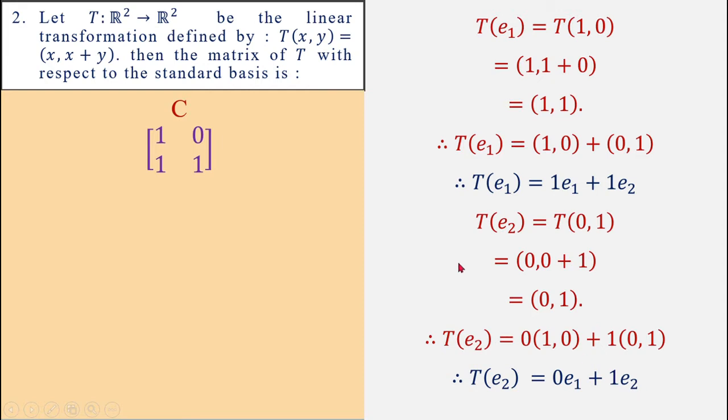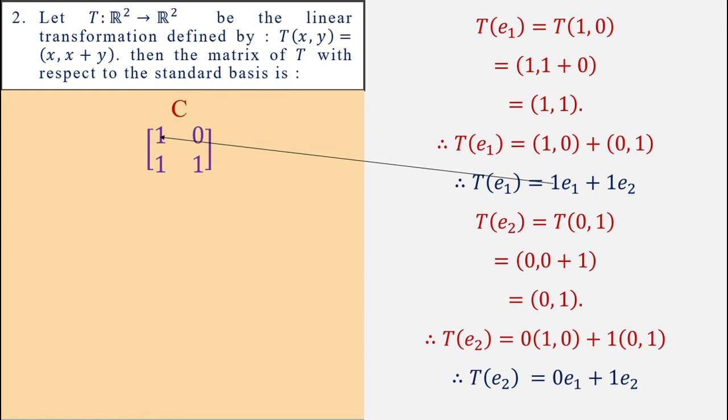Means we expressed the images of the basis vectors of the domain under the linear transformation as a linear combination of the basis vectors of the codomain. Now you have to write their coefficients, meaning the coefficients in the linear combinations, column wise to get the matrix of the transformation.